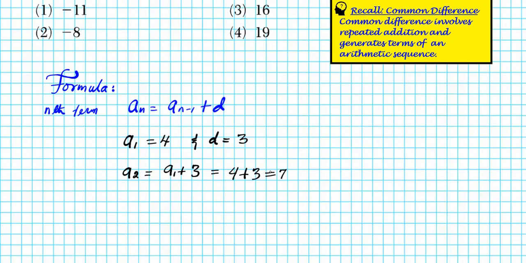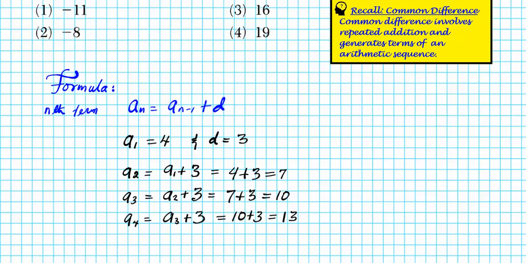Okay, how far are we going? The index tells us how far to go. We're going to the fifth term, okay? So the third term is the term before it, the second term, plus the common difference of 3. The second term, as determined in our previous calculation, is 7. 7 plus 3 is 10. The next term, the fourth term, is the term before it, a3, plus the common difference of 3. The third term is 10. Add 3 to that, you get 13.